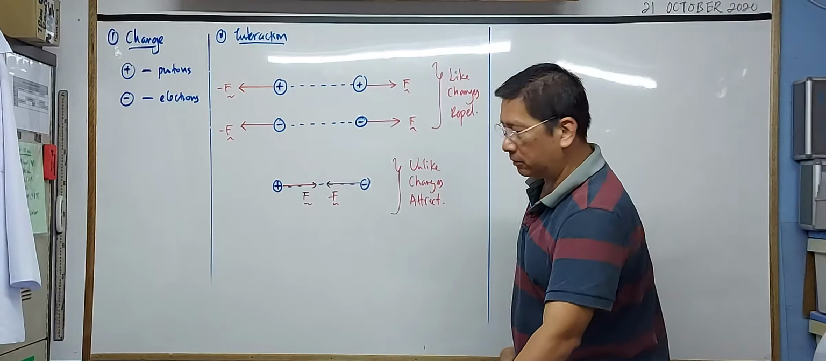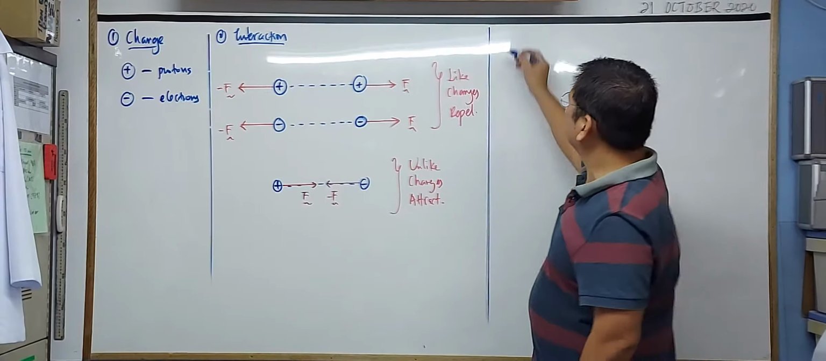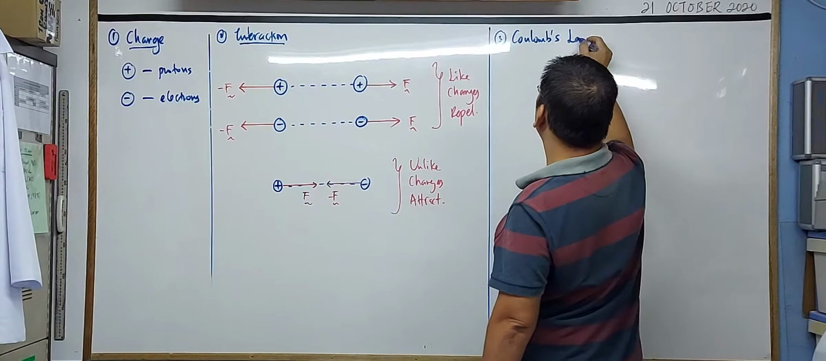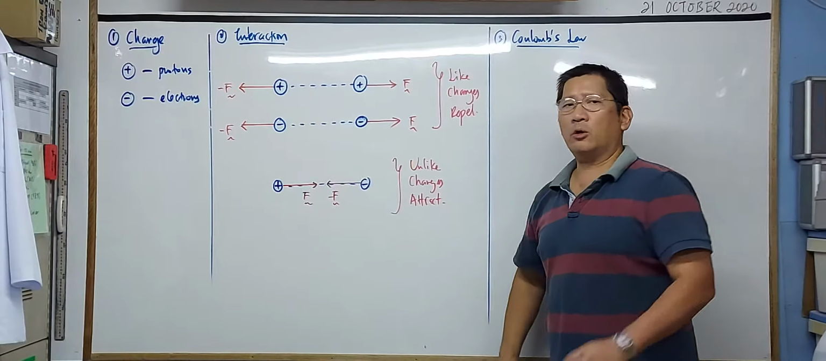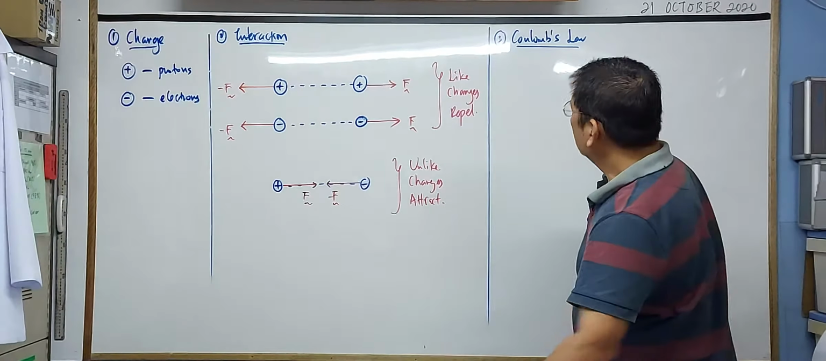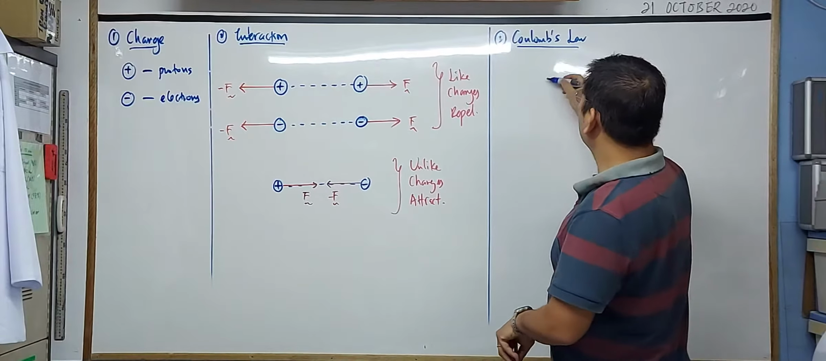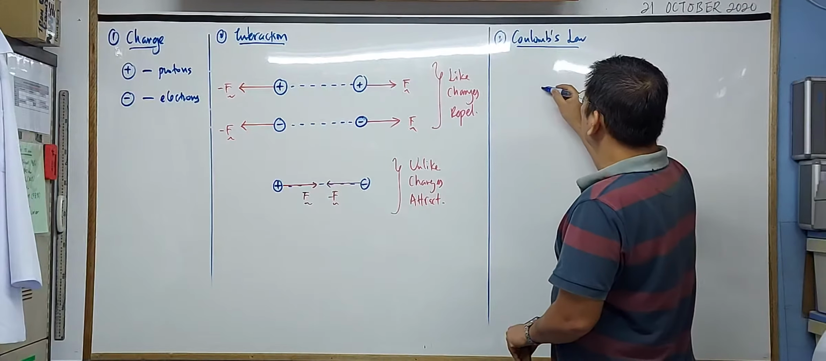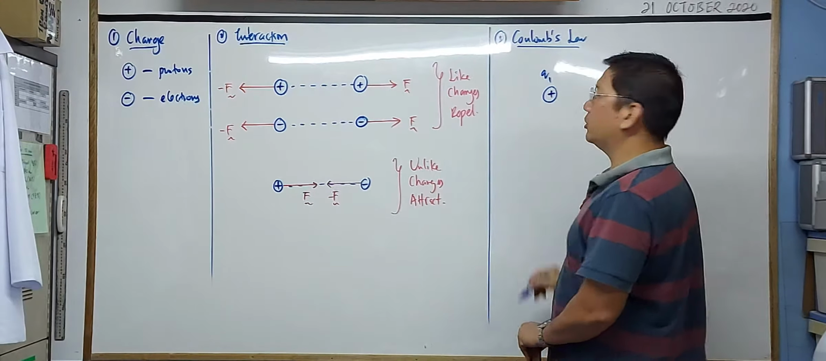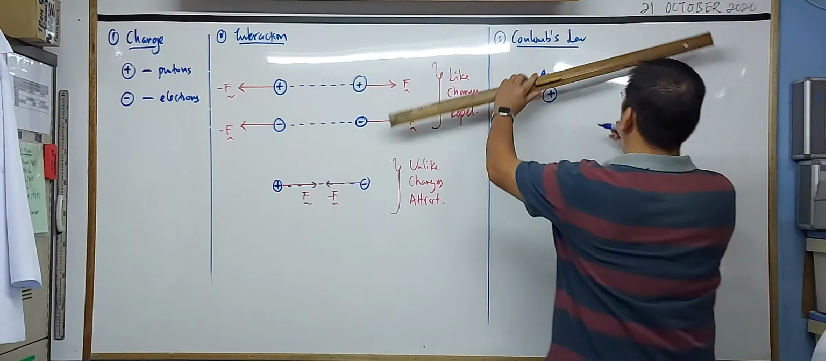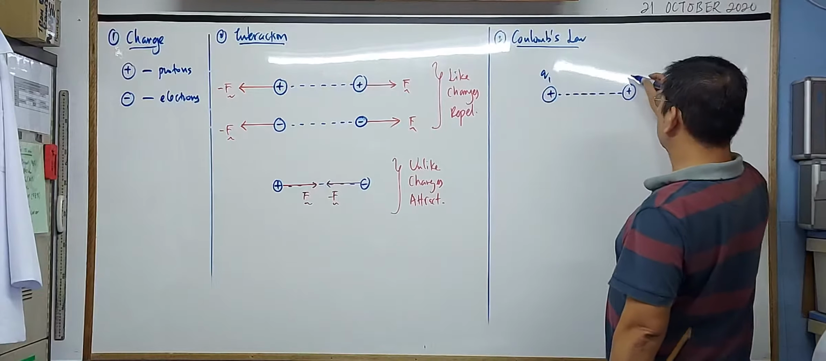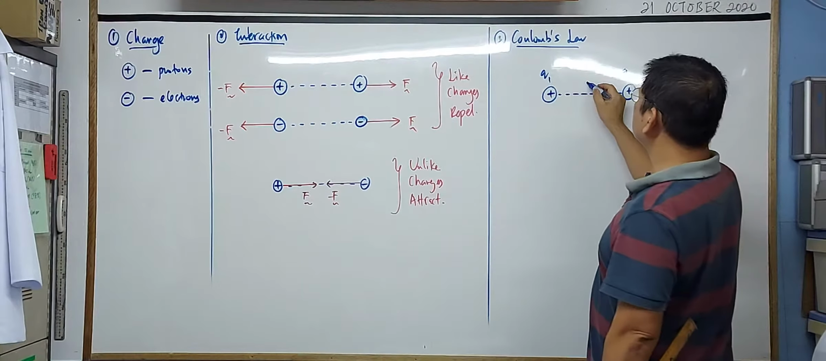Coulomb's law. This is number 3. Under Coulomb's law, you have a statement. What did he say, before we look at the equation? Coulomb's law states that if you have, let's assume, a positive charge here, which we call Q1, and then at a distance away, another charge, let's say positive also, which is Q2, at the distance R.